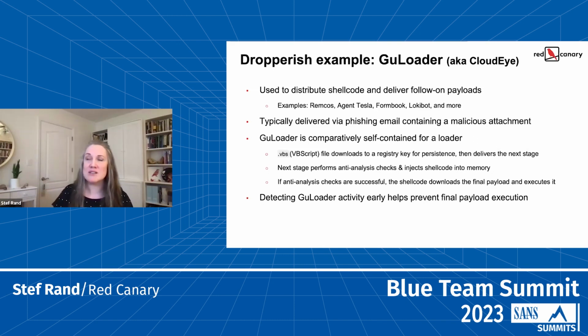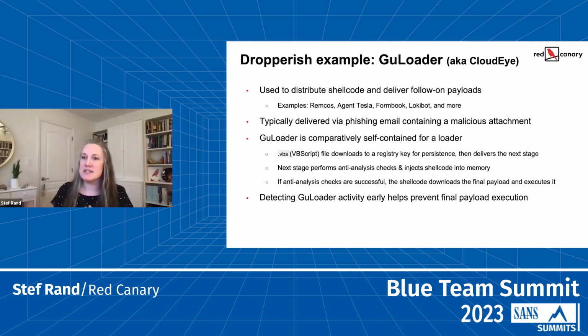All right, so Goo Loader is used to distribute shellcode and deliver follow-on payloads. We've seen Remcos RAT and Agent Tesla. Some other folks have seen Formbook, Qbot, lots more. It's delivered via phishing emails, like a lot of these initial execution and payload loaders and droppers. And it's typically a malicious attachment that's included in the phishing email.